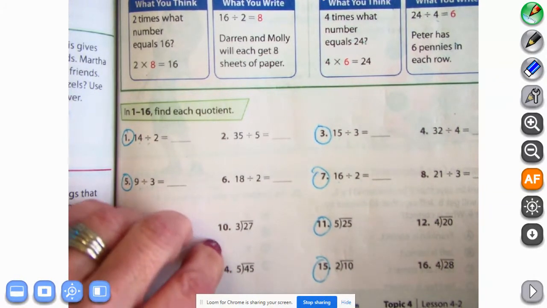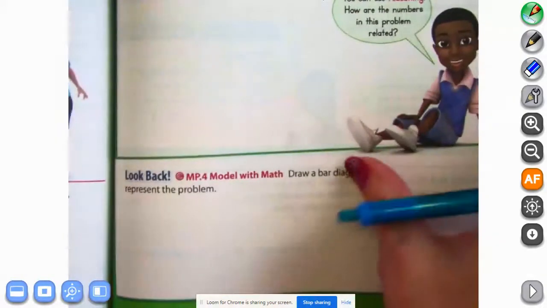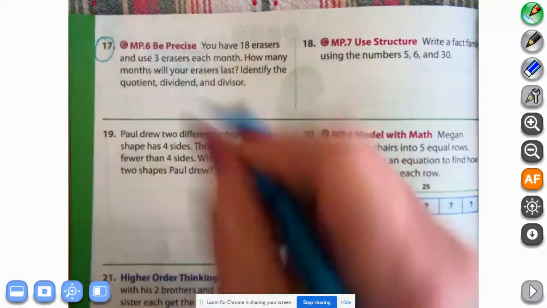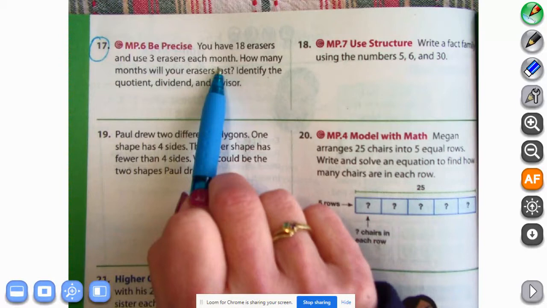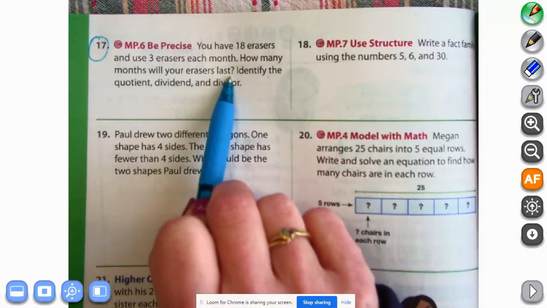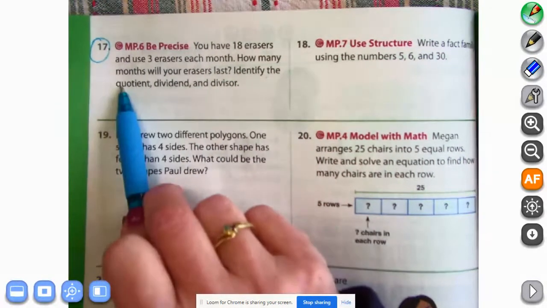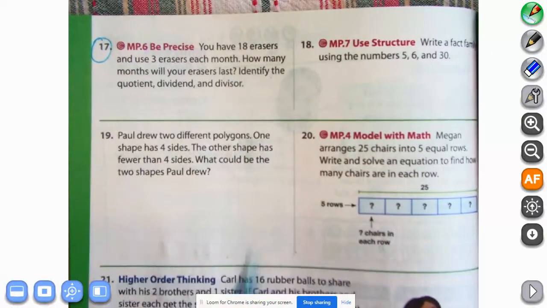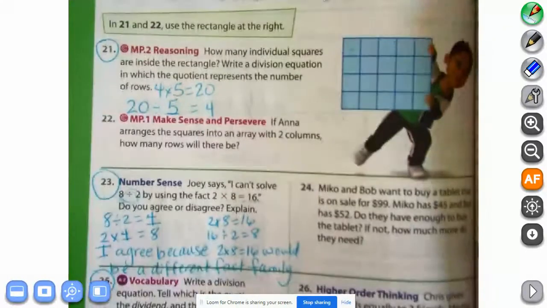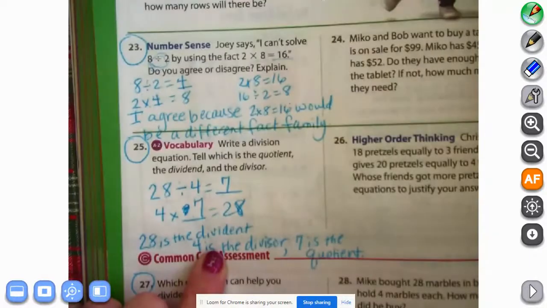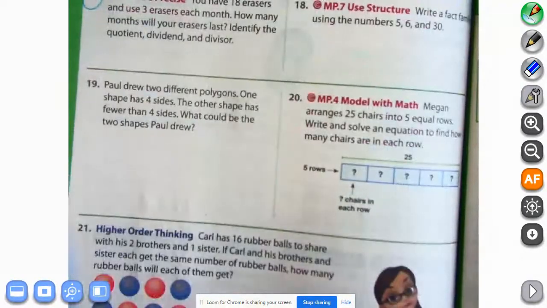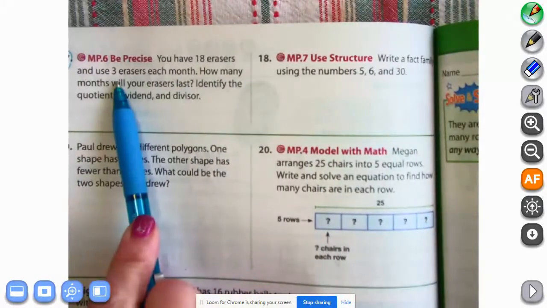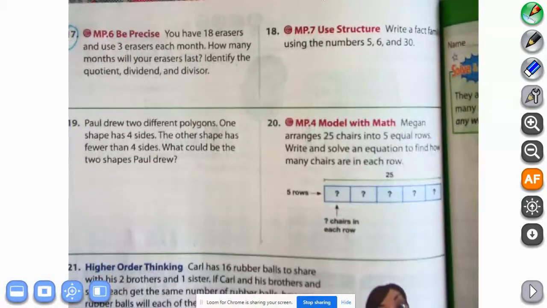Okay, all right, we're going to turn the page. And on this side, we're going to circle our odds. Number 17 says you have 18 erasers and you use 3 erasers each month. How many months will your erasers last? Identify the quotient, the dividend, and the divisor. And that is just like we did for number 25. So it's not the same problem, but it's the same procedure. So we have 18 broken up into 3 groups of erasers.